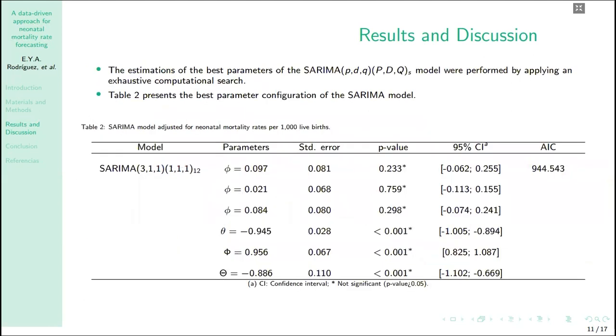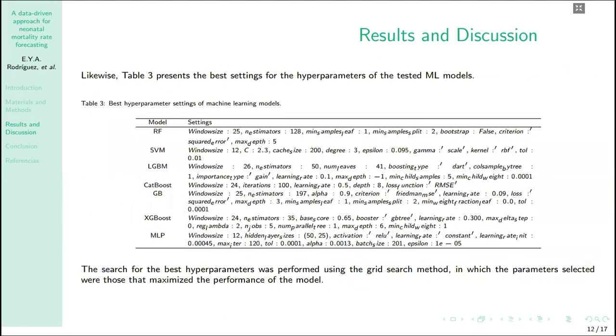The estimation of the best parameters of the SARIMA model was performed by applying an exhaustive computational search. Table 2 presents the best parameter configuration of the SARIMA model. Likewise, Table 3 presents the best settings for the hyperparameters of the tested machine learning models. The search for the best hyperparameters was performed using a grid search method, in which the parameters selected were those that maximize the performance of the model.